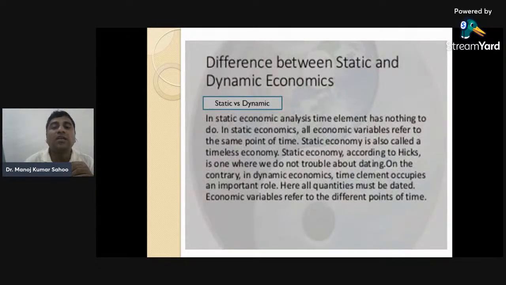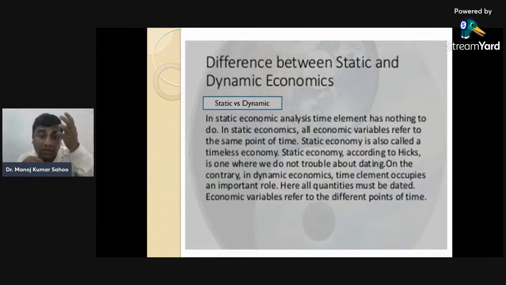Now, what is the difference between static and dynamic economics? In static economic analysis, the time element has nothing to do. In static economics, all the economic variables refer to the same point of time. So a static economy is also called a timeless economy. It has no time, no time limit. A static economy, according to Higgs, is one where we do not trouble about dating. That means nobody bothers about the date in static.